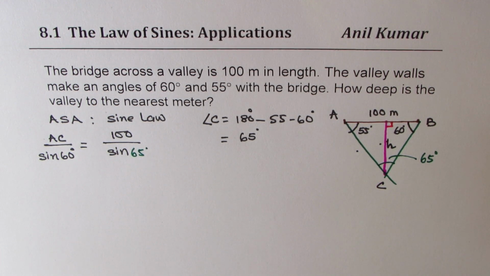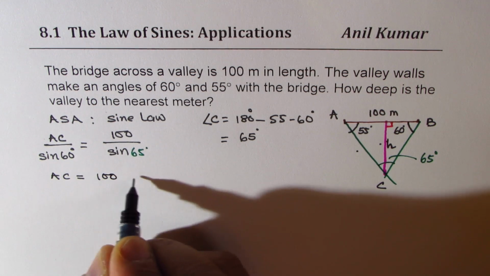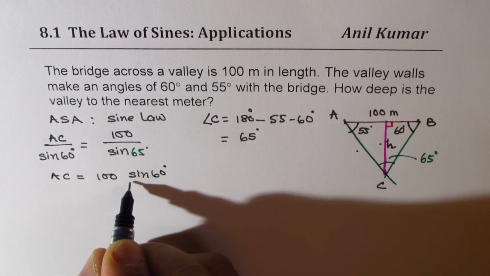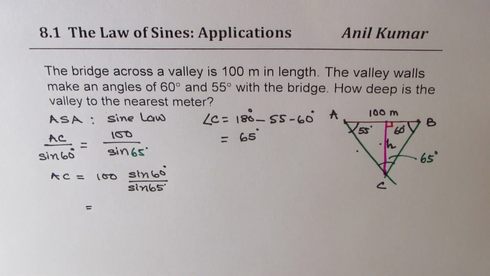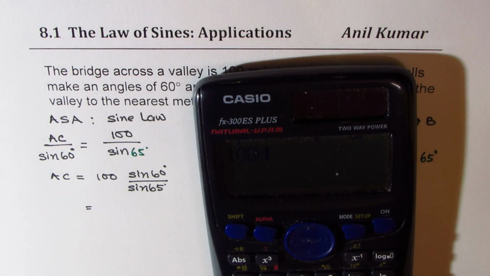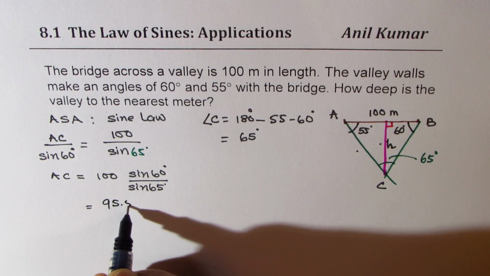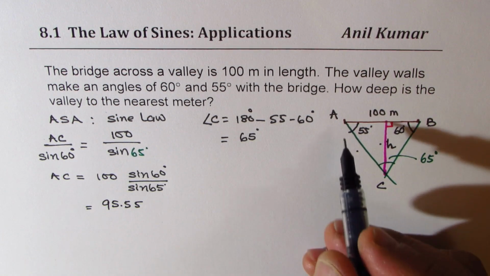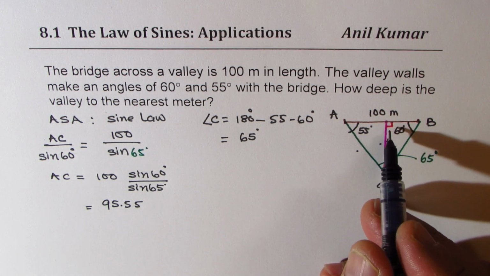Perfect. Now you just have to cross multiply and get the side length AC. So AC is equal to 100 times sine of 60 degrees divided by sine of 65 degrees. That is 100 times sine of 60 divided by sine of 65, which is equal to 95.55. So AC is 95.55.